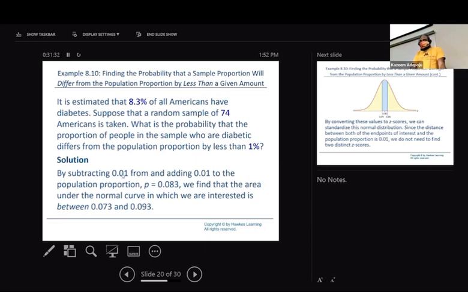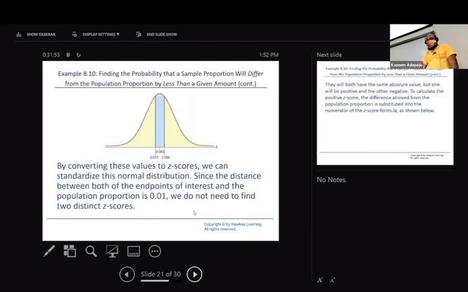We're actually going to subtract the 0.01 from that. We're going to add the 0.01 to that. And that is actually going to give us two values, the lower point and the upper point. The lower point is going to be 0.073. The upper point is going to be 0.093. If I want to display that using the normal curve, this is what I'm trying to say.